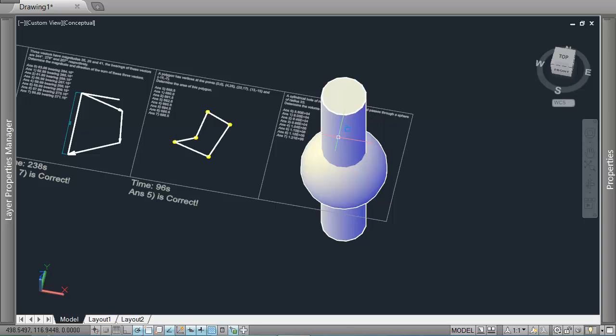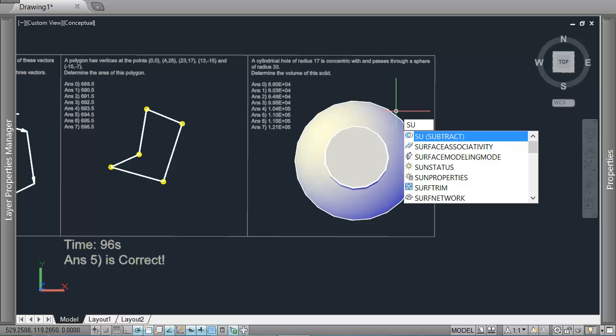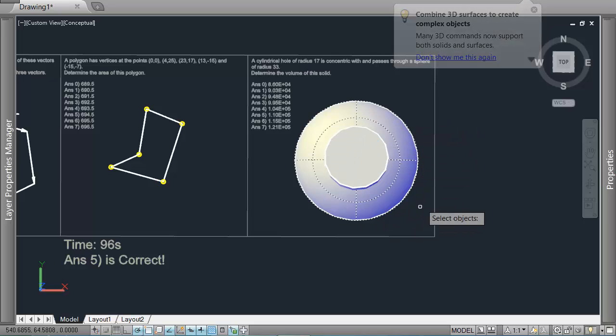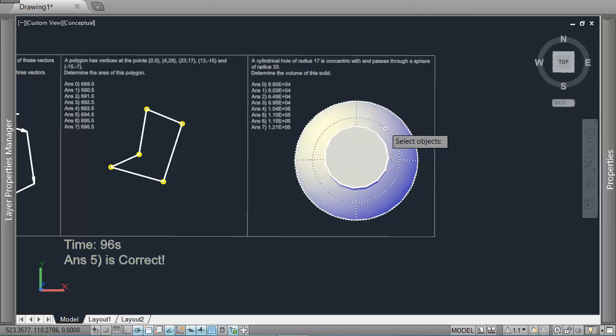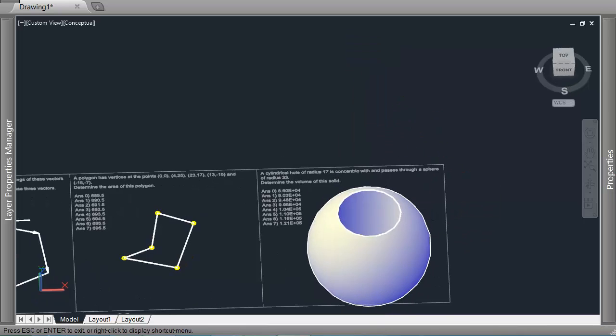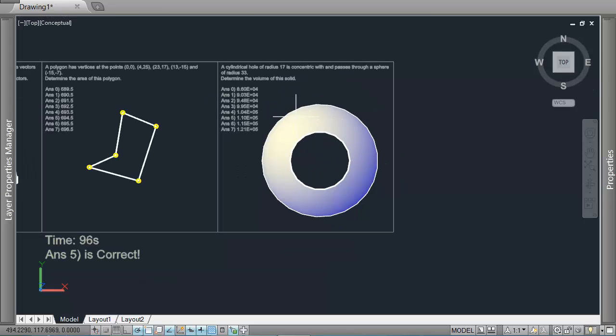So in order to find the volume of the sphere less the cylinder passing through it, we need to use the subtract command. The way this command works is you first select the objects that you're going to take something away from. So I'm going to take the cylinder away from the sphere. I select the sphere first and hit space, and then the next thing to select is the object which is being removed. So this is now my sphere less my cylinder.